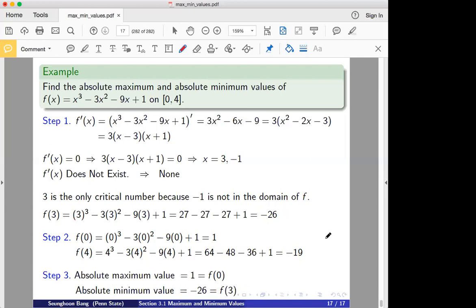This is the whole idea for finding the absolute maximum and absolute minimum. So this is all for today's lecture.